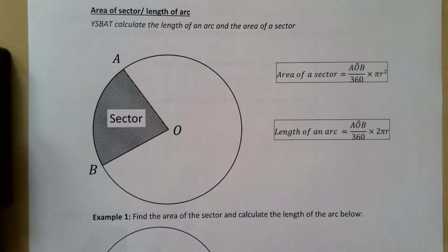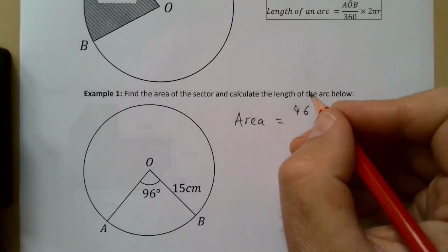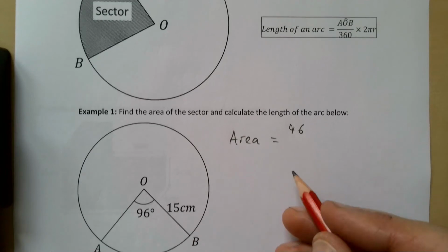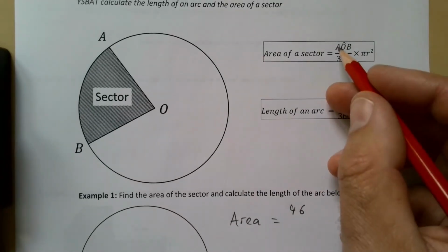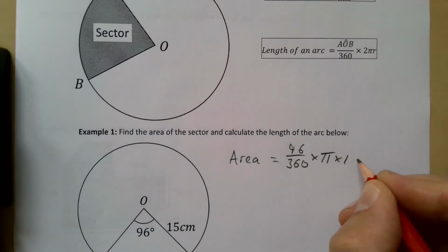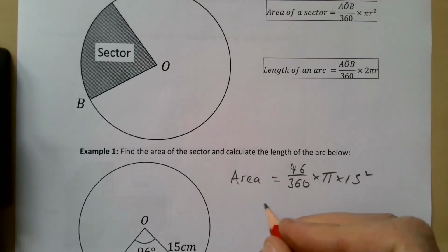So the area of the sector is our angle, which is 96 degrees. Sorry, you can't even see this at the minute. So it's 96 degrees and then 15 centimeters. So using this formula here, angle over 360 multiplied by pi multiplied by 15 squared.